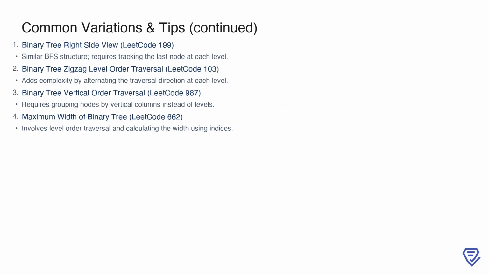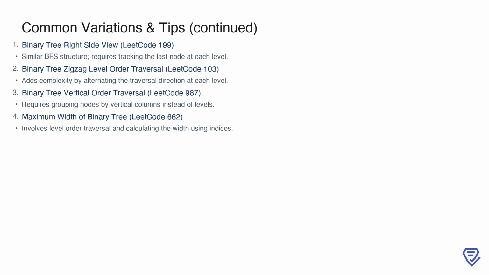Level order traversal is closely related to several other problems that you may encounter. For example, the binary tree right-side view problem, LeetCode 199, shares a similar BFS structure but requires you to track the last node at each level. Another variation is binary tree zigzag level order traversal, LeetCode 103, which adds complexity by requiring an alternating traversal direction at each level. Then there's binary tree vertical order traversal, LeetCode 987, where nodes are grouped by vertical columns instead of levels, presenting a unique twist on the basic approach.